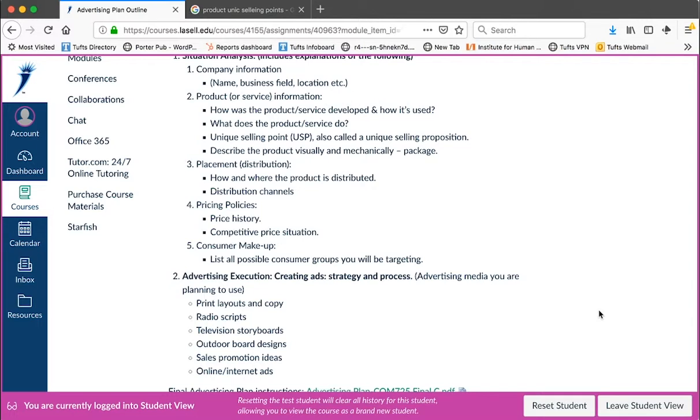Then the advertising execution. Here, basically all we need to do for this outline is just list the advertising channels or media that you're going to use for your campaign. Are you going to use print advertising? Are you going to do radio commercial? Are you going to do television commercial? Are you going to use outdoors? Are you going to do sales promotion? Are you going to use internet to advertise your product? So this is all. List all the media that you're going to use for your advertising.